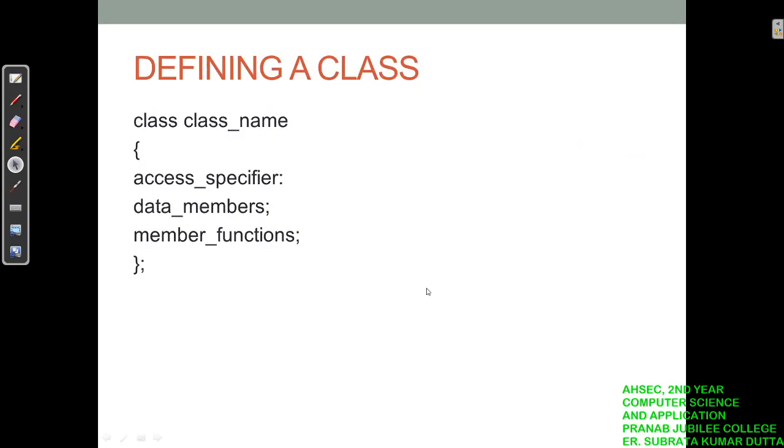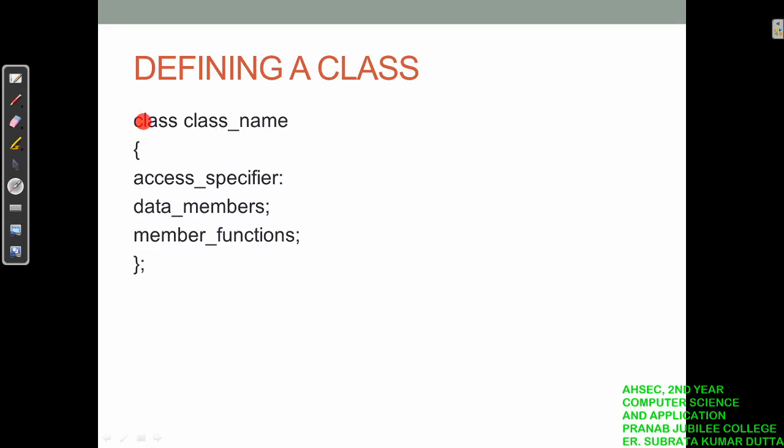So how do we define a class, or what is the syntax of a class? First we have to write the keyword class. This is always compulsory, you have to write the keyword class. After that you will write the class name, you will give a name to the class. It's like the function. In a function also, we first give the type of the function and then write a function name, right?